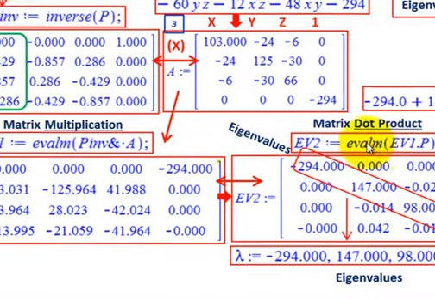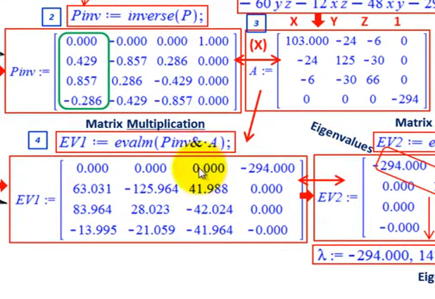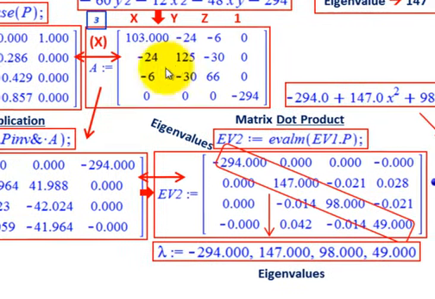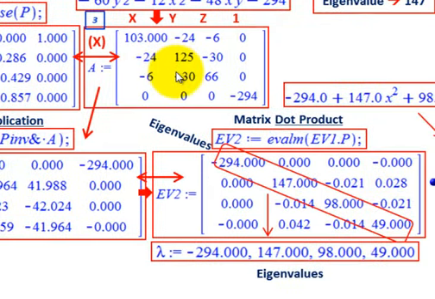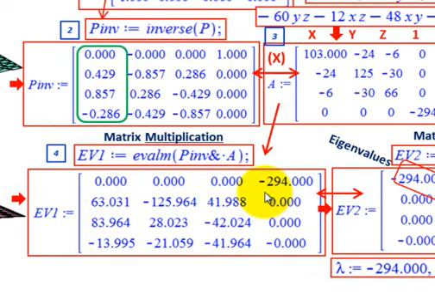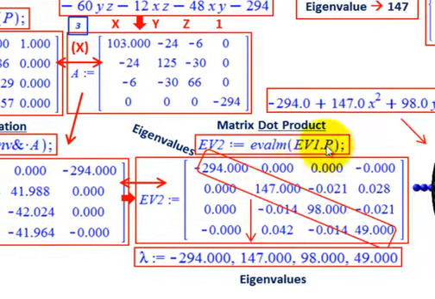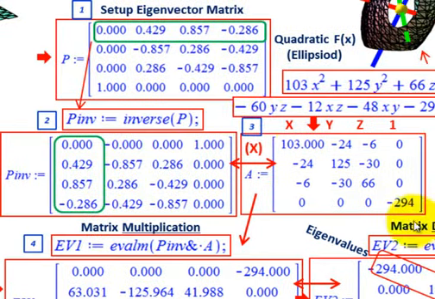What we're going to do is take the matrix that we calculated here, the matrix multiplication between our P inverse and our A matrix, our quadratic function matrix, and we would do a dot product. Let's understand this. We take that matrix, the EV1, and take a dot product times our original eigenvector matrix. Let's go up and look at it. That's P here, just to make it understandable.